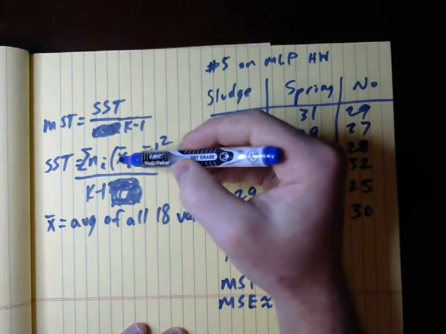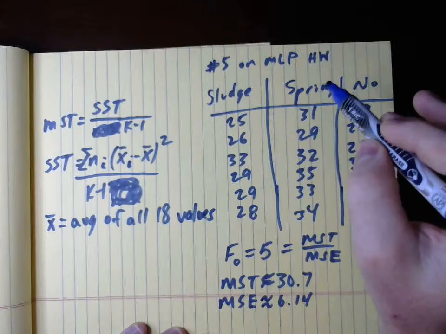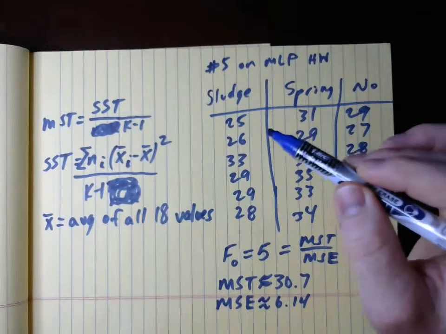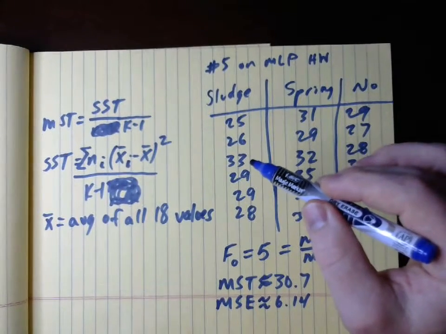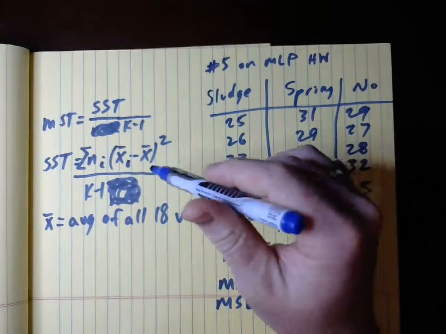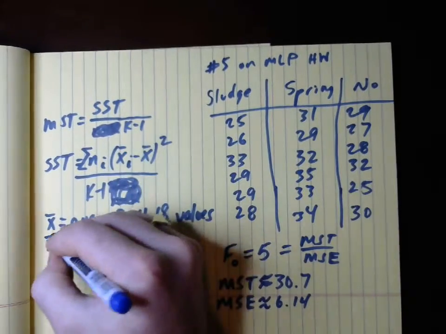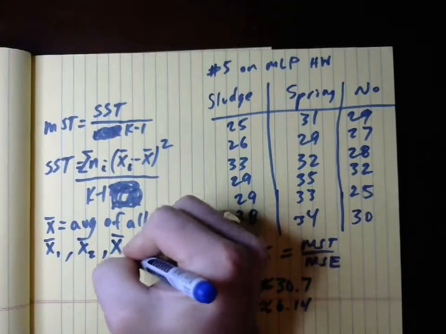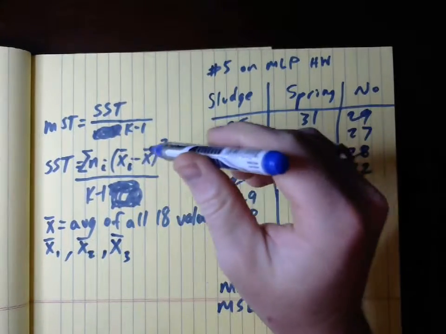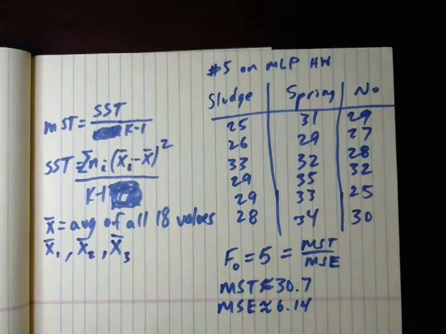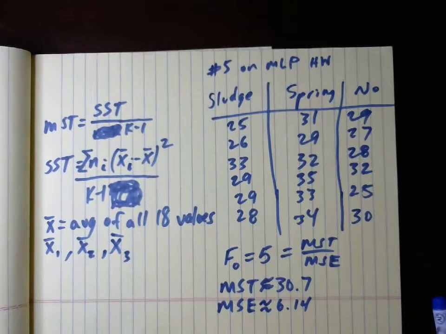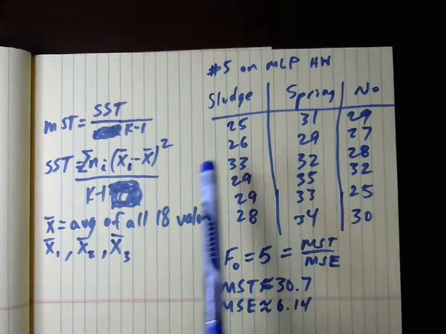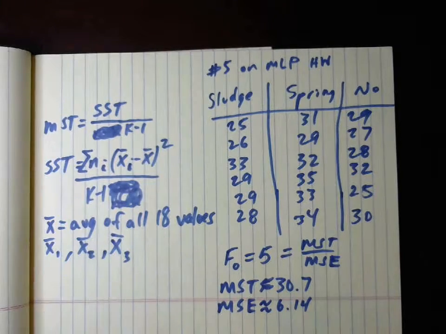And then we would want to find the average of each individual column, each individual population, or a sample from each population: the sludge, the spring, and the NO. And we would gather 3 different values, since there's 3 of them, up to x bar 3. I really want to calculate these values. I've not done that yet. I might leave that up to you to show, but the idea is we want to use this equation right here, the SST equation.